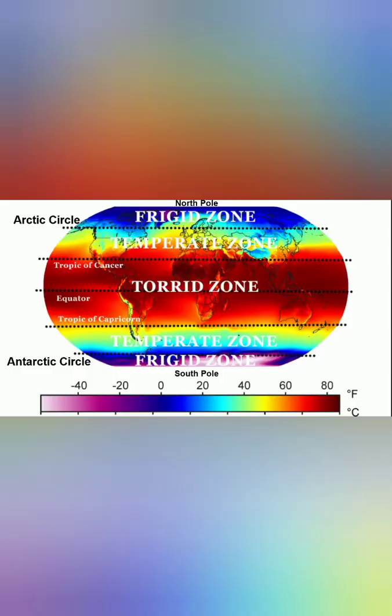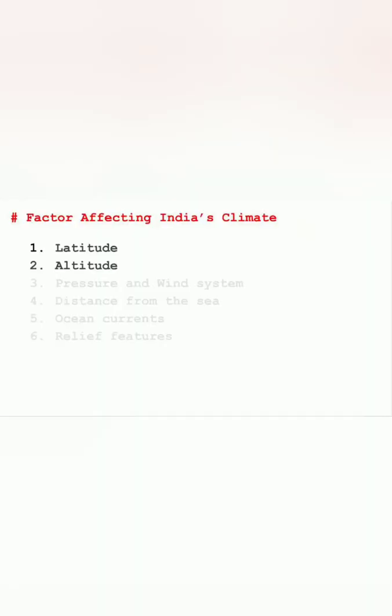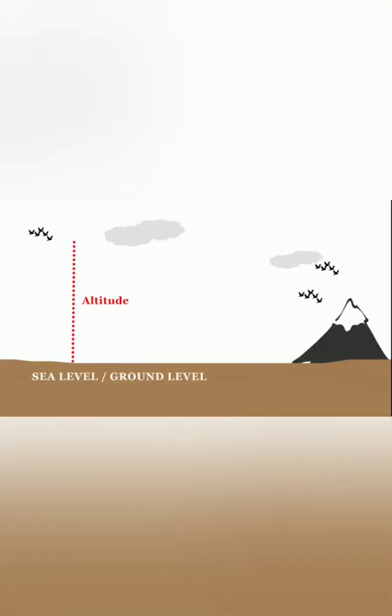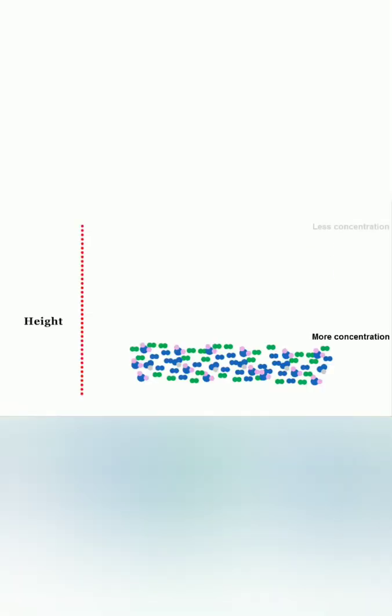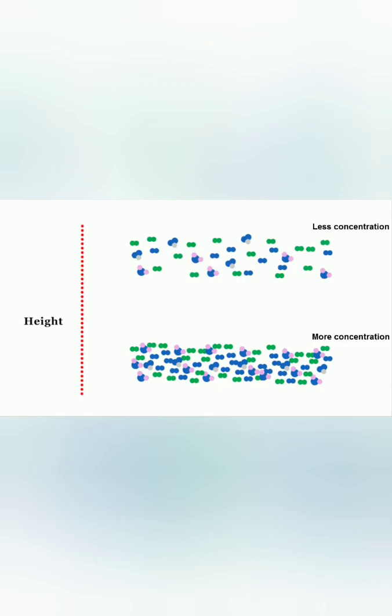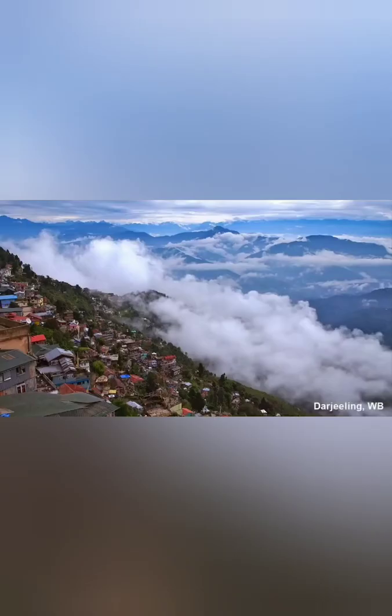The second factor is altitude. Altitude means height. The more you go above the ground, that is from the surface of the Earth to higher altitudes, the temperature decreases, because the concentration of air molecules decreases. We also call it thin air. That's why when you go to hill stations, it's cool out there.